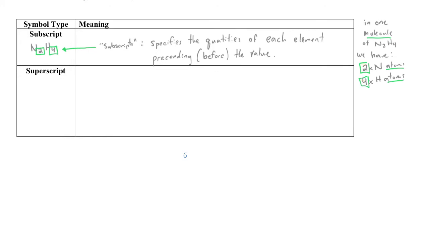Now, we usually have much more than a single molecule or formula unit of a chemical compound, and these subscripts still work out on larger scales. They tell us the ratio of the different elements within that chemical species. So that's what the subscripts tell us. They tell us about the quantities of elements in a compound.